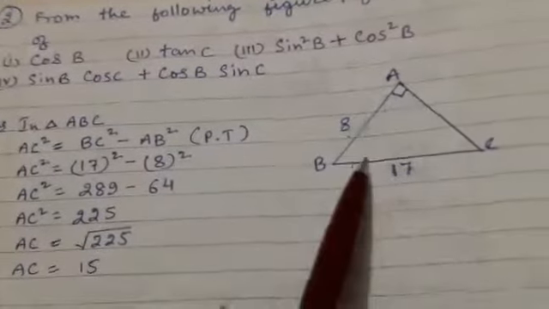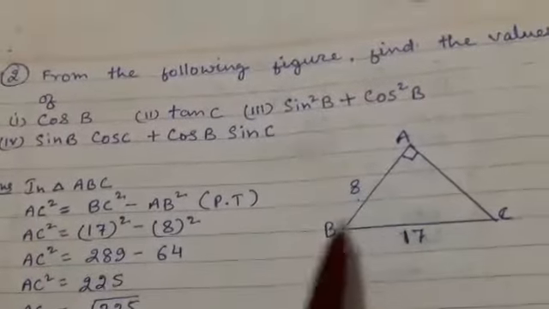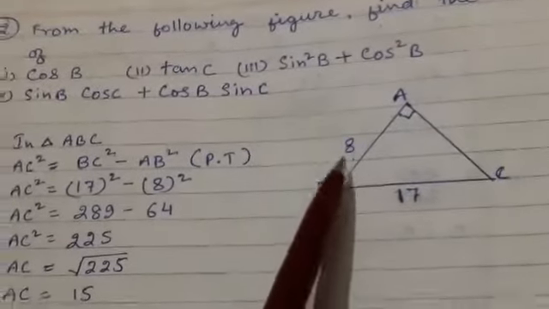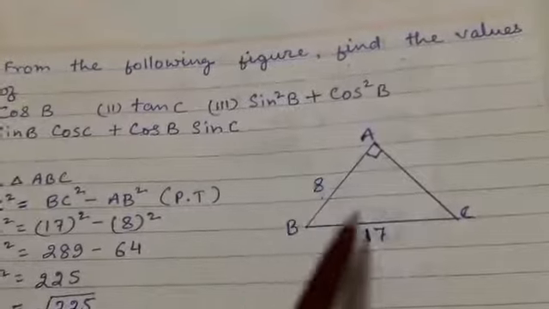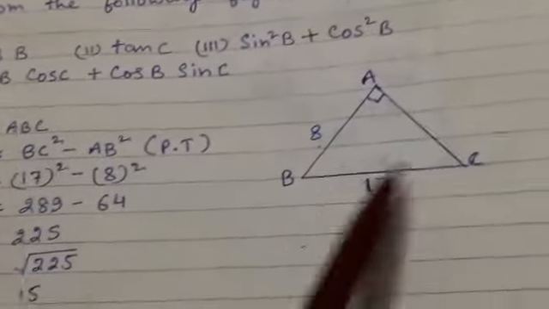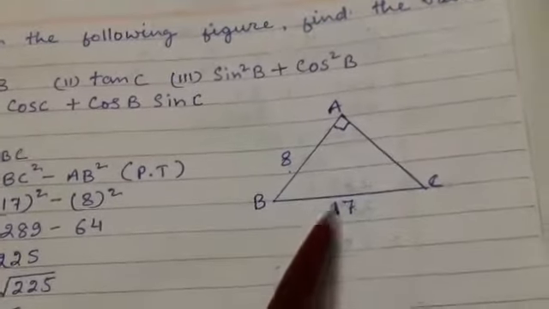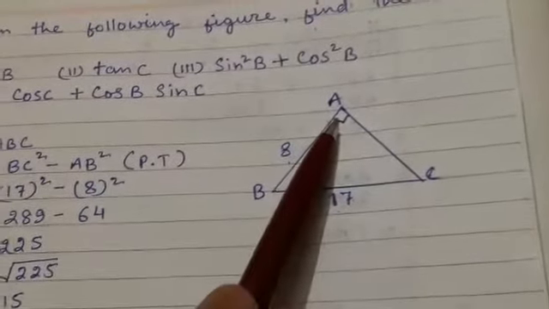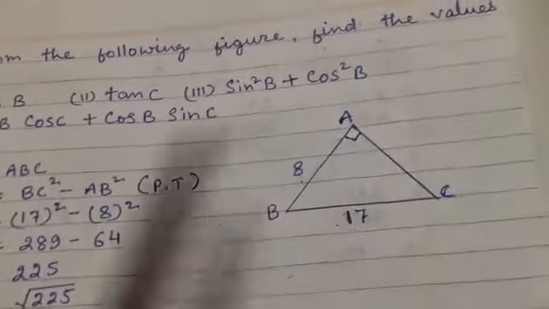Now this figure is given here. So here this angle A is 90 degrees. It is also given in the figure that AB is equal to 8 and BC is equal to 17. BC is the hypotenuse because this side is opposite to this 90 degrees. So let us find out AC.